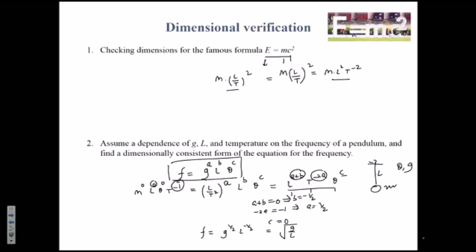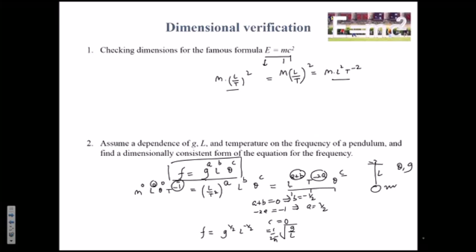So you have a factor of 2 pi, right? The exact formula is f equals 1 over 2 pi times the square root of g over L. You didn't get that 2 pi, sure enough, because you're not really solving the physics here. But you at least got the dependence on some of the input variables. So what it is telling you is that f is proportional to the square root of g, and inversely proportional to the square root of L.